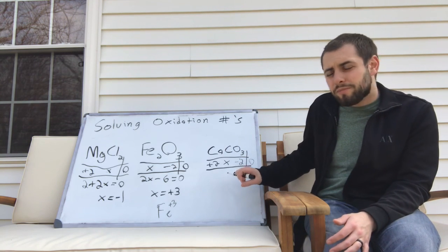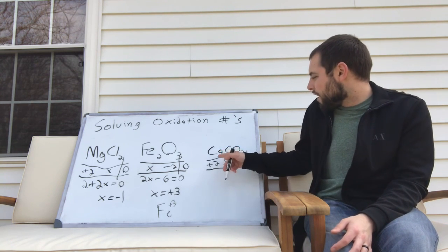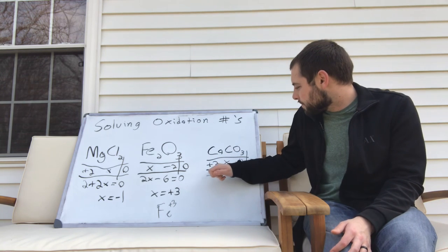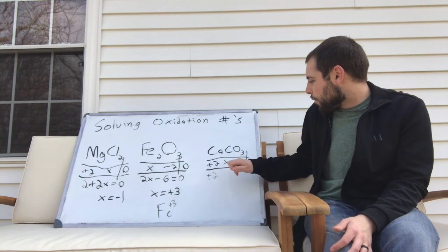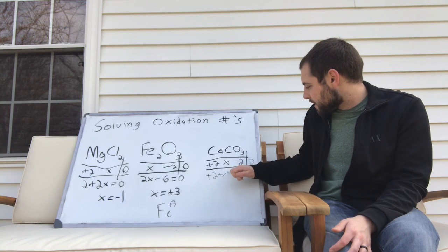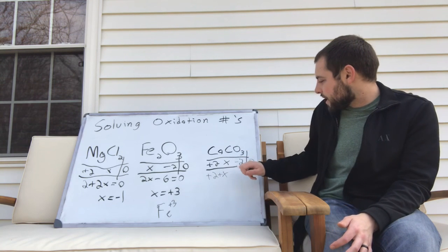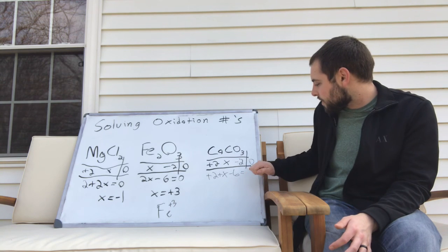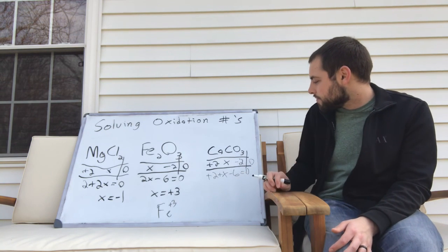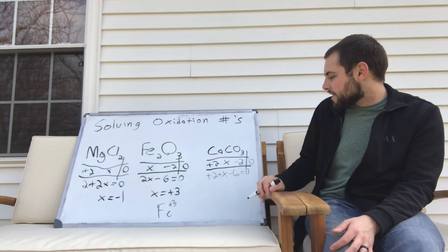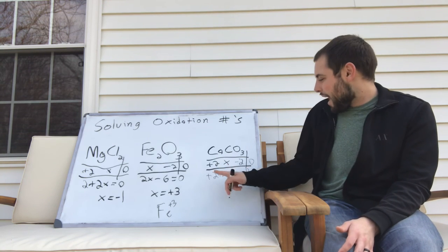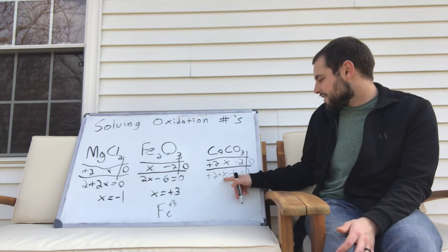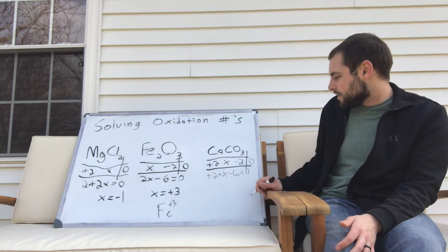Multiplying by my subscripts, that's my next step. 1 times positive 2, that's positive 2. 1 times x, that's another x. And 3 times negative 2, that's a negative 6. All of that is set equal to 0. So positive 2 plus x minus 6 equals 0.